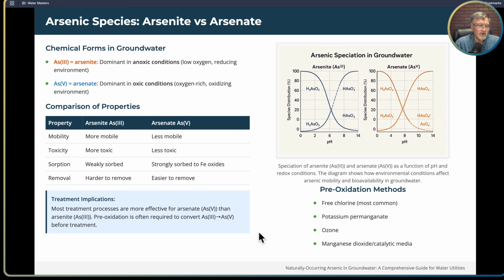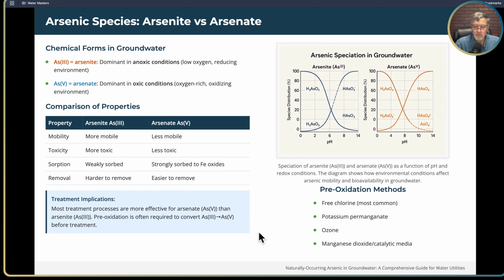And arsenic 3 is going to be harder to remove. You're generally going to have to do some extra stuff in your treatment. Arsenic 5, much easier to remove. So, treatment implications: most treatment processes are more effective for arsenic 5, or arsenate, than arsenite. Pre-oxidation is often required to convert arsenic 3 to arsenic 5 before treatment so you can more easily get rid of that. And we can see some of the different compounds and the pH controls on those in this arsenic speciation graph here.